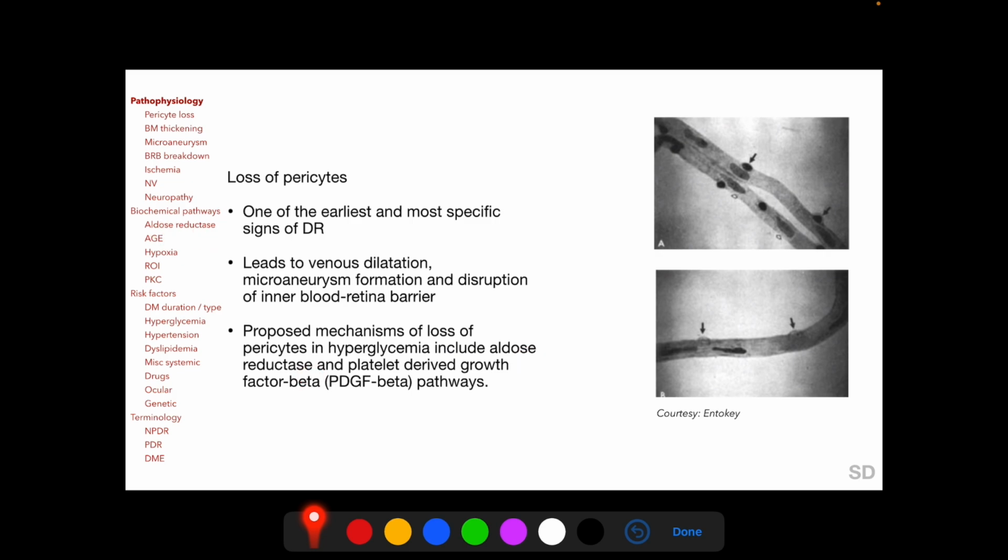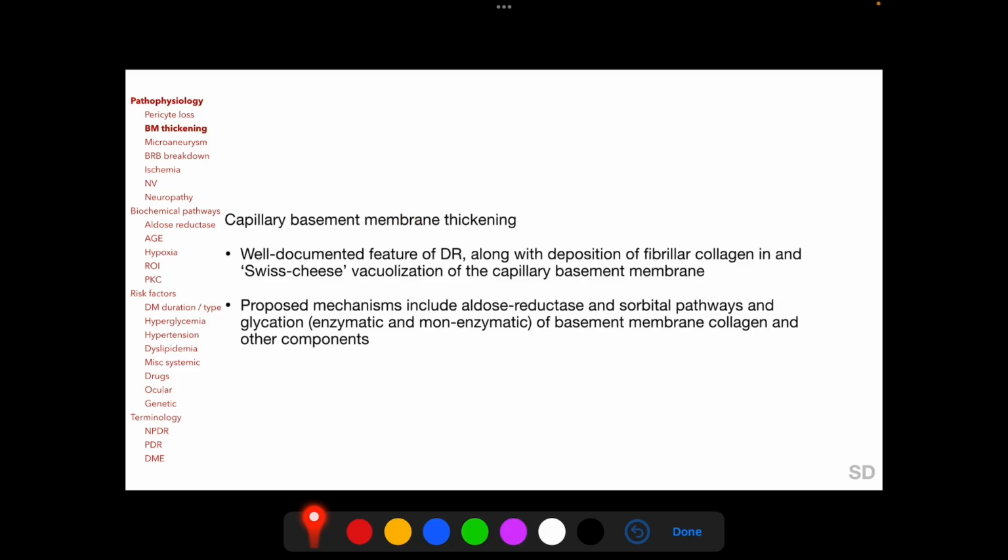further in this session. Capillary basement membrane thickening is another well-documented feature of diabetic retinopathy, along with deposition of abnormal fibrillar collagen in, and Swiss cheese vacuolization of, the capillary basement membrane. And proposed mechanisms include the aldose reductase pathway and glycation of basement membrane collagen and other components of the basement membrane.